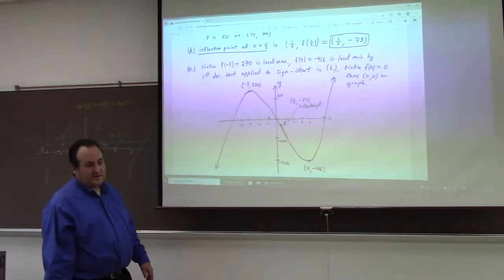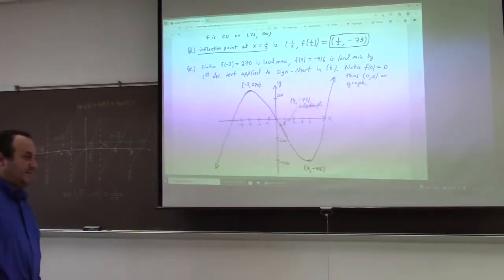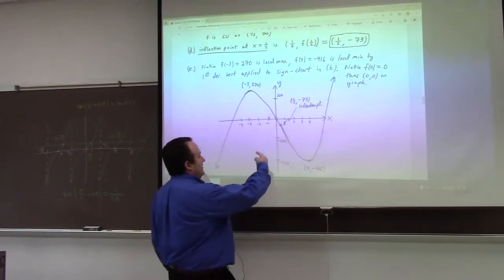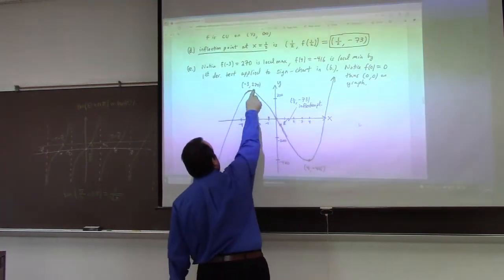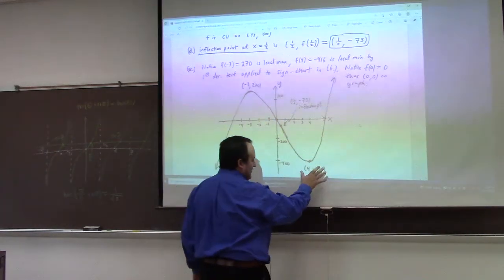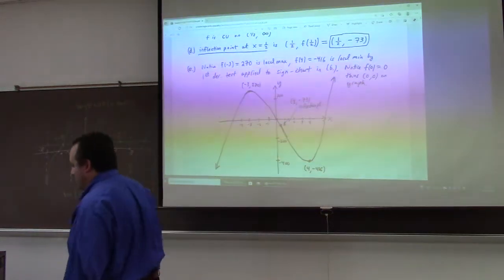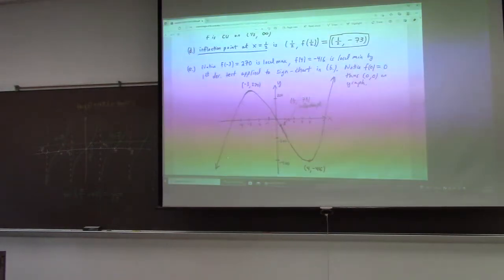So you definitely don't want to use the same scale for both axes if you want to see the shape. And notice that I've labeled the inflection point, the minimum, the maximum. It would be better if I had said here, in parentheses, minimum, maximum. More labeling is good if I ask you to carefully graph something.